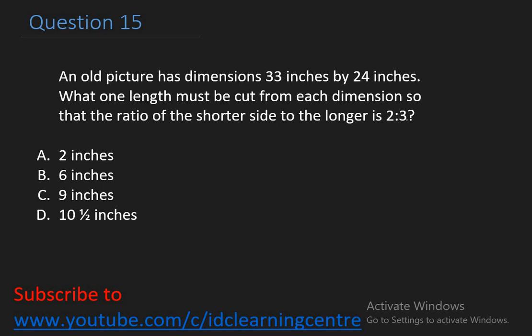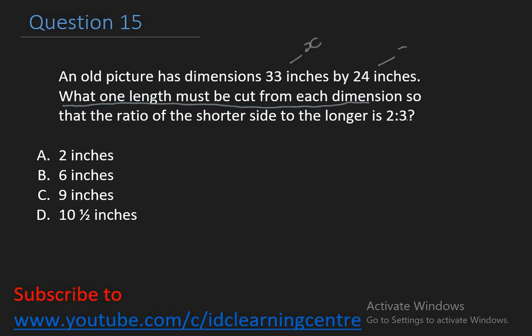question 15. Now this question says, an old picture has dimensions 33 inches by 24 inches. What one length must be cut from each dimension so that the ratio of the shorter side to the longer is 2:3? The length that must be cut from each dimension wasn't given to us, so we are going to represent it with any letter of our choice. Let it be X.